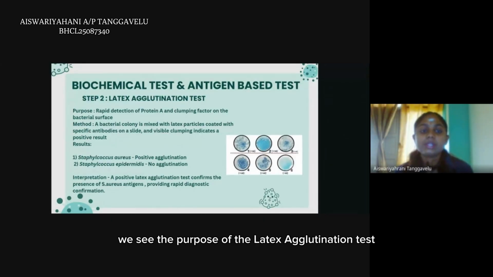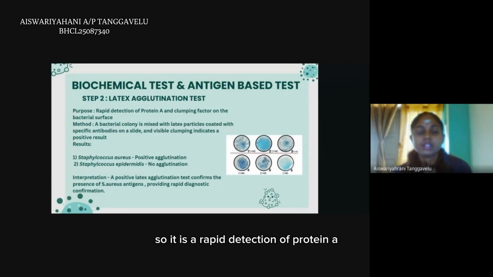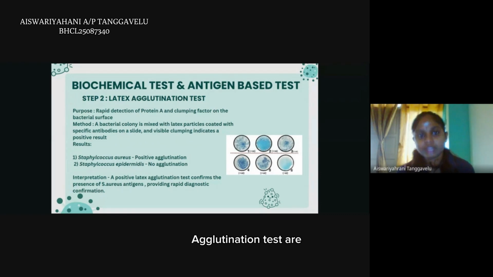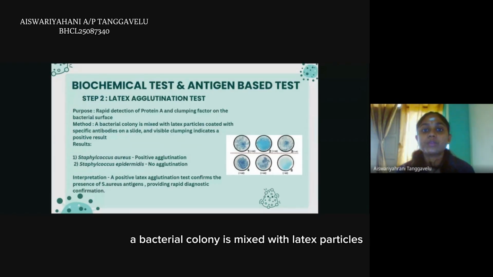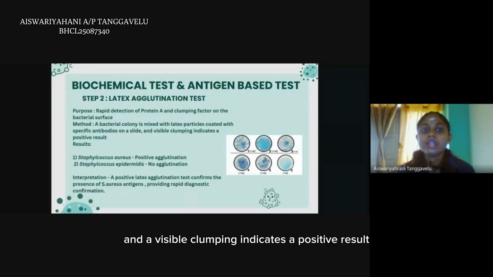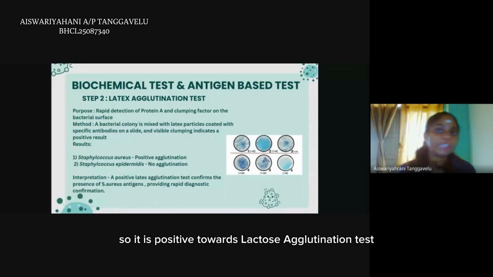First, we see the purpose of the latex agglutination test. It is a rapid detection of protein A and clumping factor on the bacterial surface. The methods that we use to perform the latex agglutination test are: a bacterial colony is mixed with latex particles coated with specific antibodies on the slide, and visible clumping indicates a positive result. So from here, if the test shows visible clumping, it is positive for the latex agglutination test.